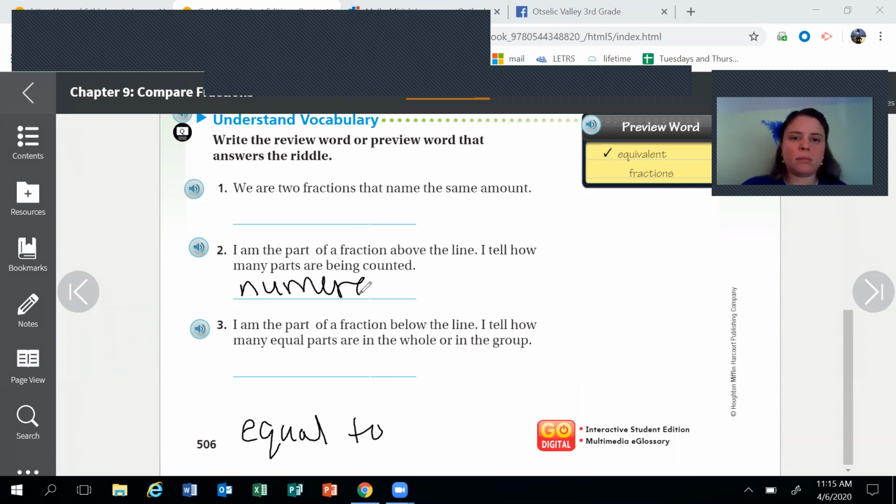Okay. All right, number 3. I am the part of a fraction below the line. You know this one too. I tell how many equal parts are in a whole or in a group. So the one that's below the line on the bottom is the denominator. And remember, D is for down.